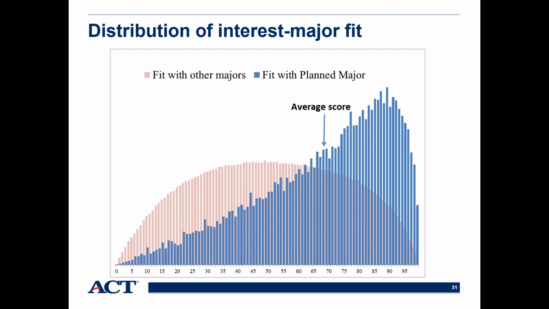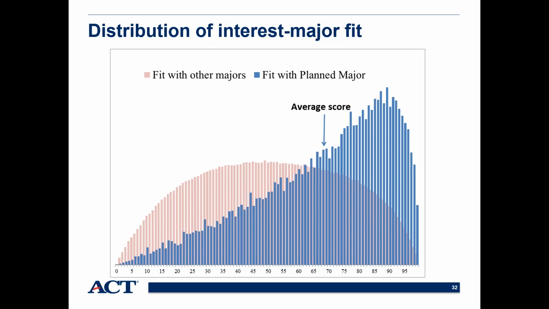And here's what it looks like when there's poor fit. This student has a social personality type and does not enjoy activities related to the investigative type, so has a low fit score with respect to cell biology.